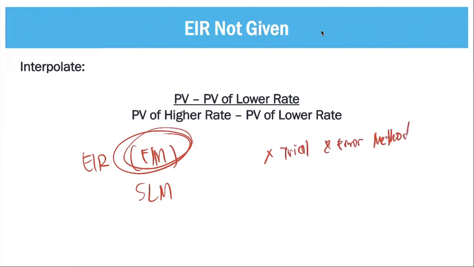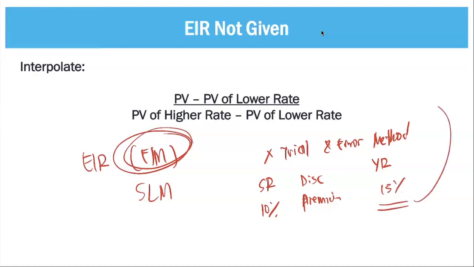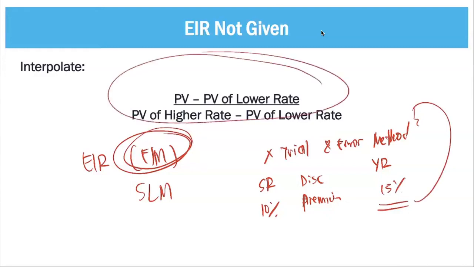So how does your trial and error method work? Based on your stated rate, you know if it is a discount or a premium. So you know now the relationship of your yield rate. For example, the stated rate is 10%. You try a higher rate, let's say 15%, to get the present value. So we use trial and error, using different rates rather than an interpolation as a whole.